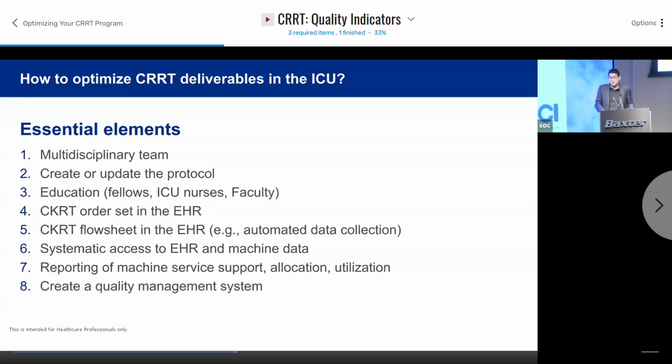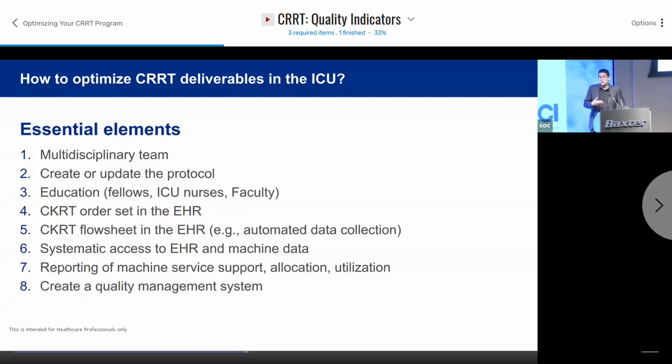And I think they're essential for the program. So education at the level of ICU nurses, faculty, fellows, and all practitioners in general. Then you need to start thinking about how we prescribe it. Okay, we have a protocol. Do we have an adequate order set? Can we understand it? Can everybody make this order set or prescribe CRRT easily with no issues in the EHR? So that's important. Sometimes you need to do minor upgrades there that can facilitate the workflow.